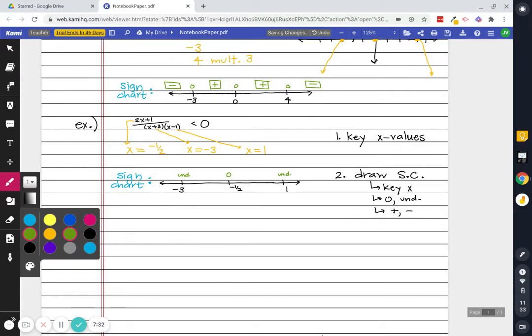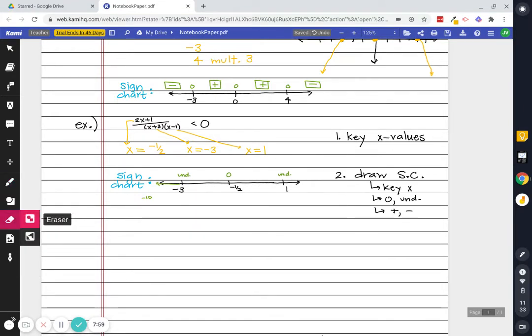So now I have to decide, am I positive or am I negative? This range of my sign chart right here is negative infinity to negative 3. So I might pick a number like negative 10. If I pick negative 10, because that's in that range, my numerator is going to be negative 19 over negative 7 times negative 11, and I'm going to end up with a negative number on top and a positive. That means any number in that gap is negative, because negative divided by positive is negative.